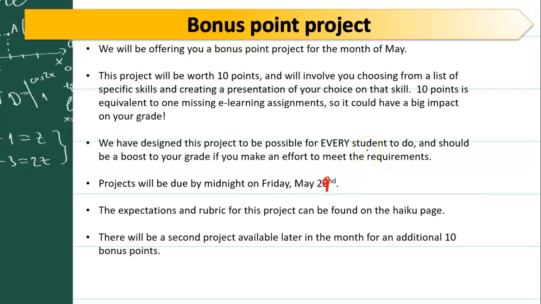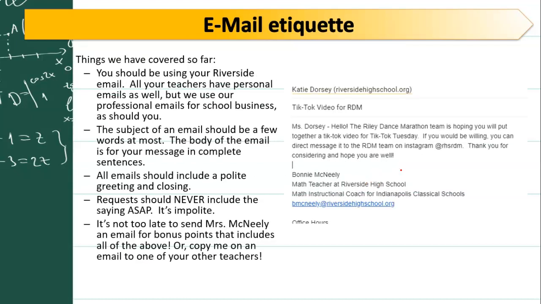Point project for the month of May. The project will be worth 10 points and will involve you choosing from a list of specific skills and creating a presentation of your choice on that skill. 10 points is equivalent to 1 missing e-learning assignment, so it could have a big impact on your grade. We've designed this project to be possible for every student to do and should be a boost to your grade if you make an effort to meet the requirements. The project will be due by midnight, and sorry about this, I made a typo in the PowerPoint. That should read Friday, May 29th. So May 29th is the last day for the project. The expectations and rubric for the project can be found on the Haiku page. There will be a second project available later in the month for an additional 10 bonus points.